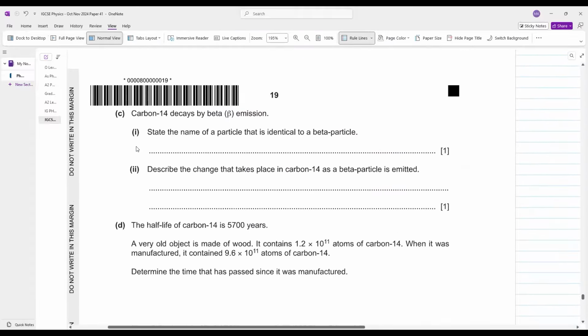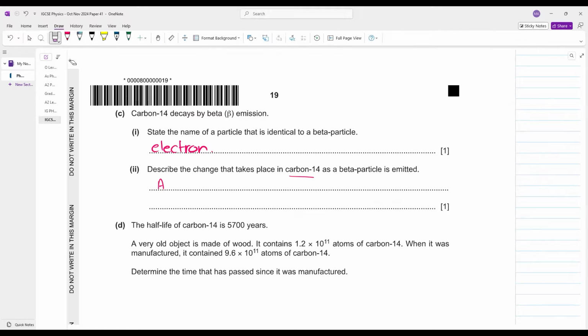Let's further move ahead. Carbon 14 decays by beta emission. State the name of particle that is identical to a beta particle, electron. Describe the change that takes place in carbon 14 as a beta particle is emitted. क्या change होता है as a beta particle is emitted? Whenever a beta particle is emitted, a neutron gets converted into a proton. Simple.